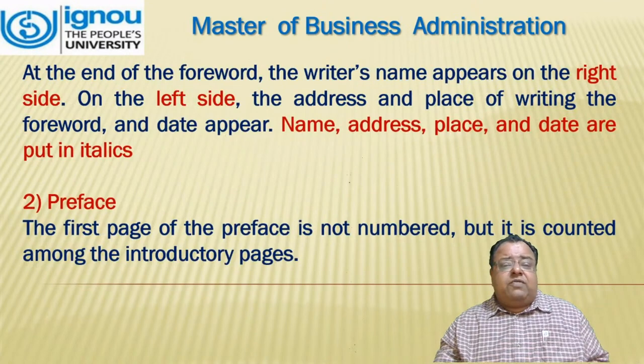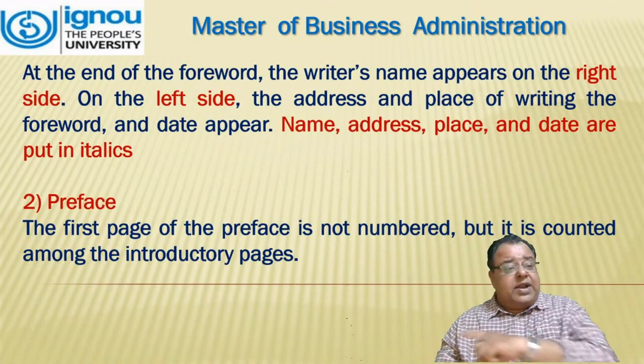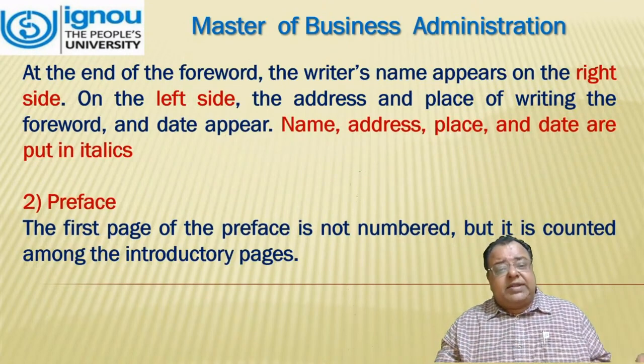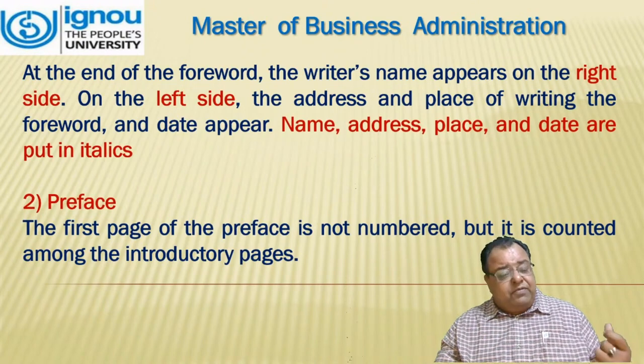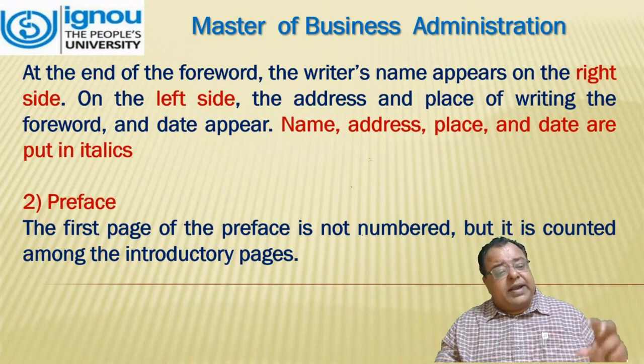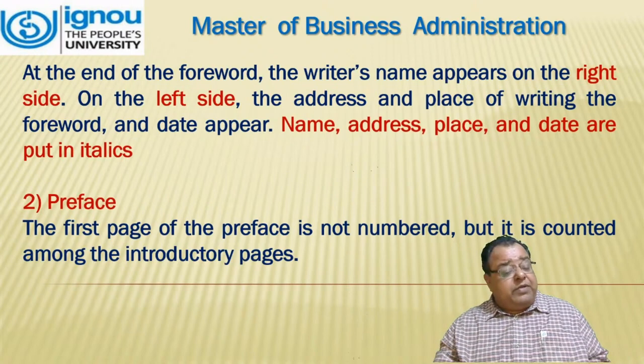At the end of the foreword, the writer's name appears on the right side, and on the left side, the address, place of writing the foreword, and date appear. Name, address, place, and date are put in italics. That is about it. Second thing is preface.